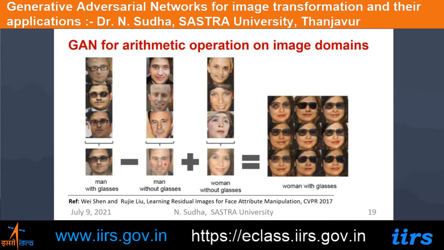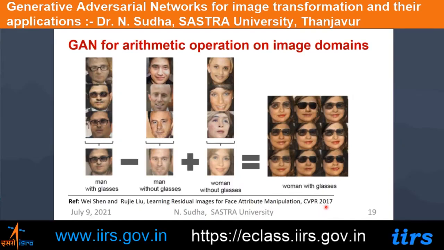So what is the residual image? In this case, the residual image is the spectacle. The GAN will detect the residual image, and that residual image can be added to any new image. So when you give the image of a woman without glasses, it will add glasses to that. That is called residual image learning, and GAN is also useful for this kind of operation. These are all latest works.